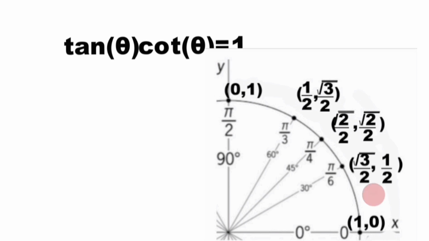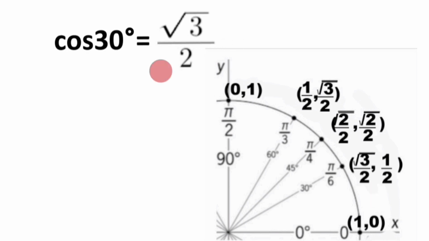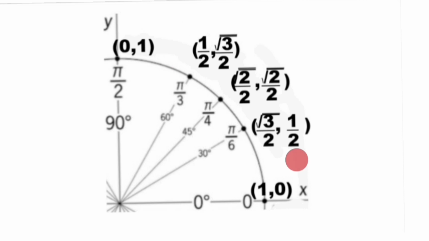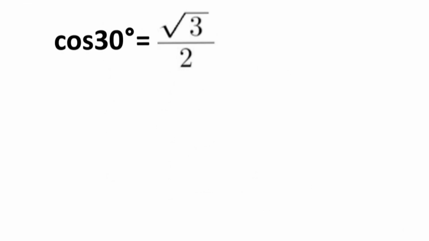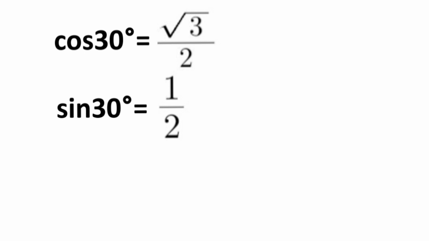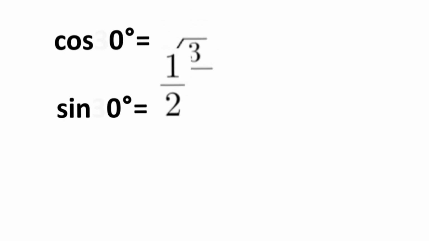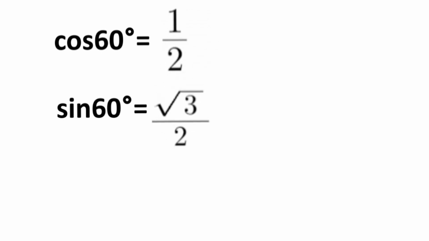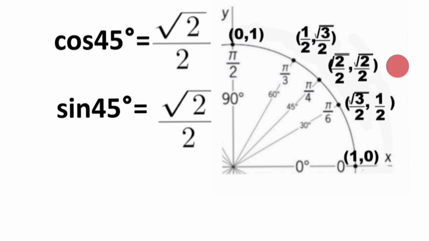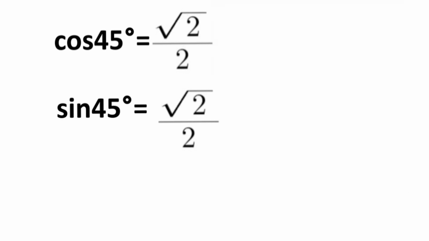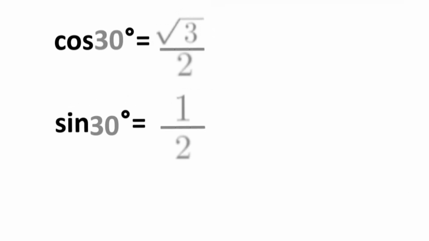From the unit circle, the value of cosine 30 degrees is equal to square root of 3 over 2. And the value of sine 30 degrees is equal to 1/2. Note that the values of cosine and sine at 30 degrees are just interchanged at 60 degrees. At 60 degrees, cosine 60 degrees is 1/2 and sine 60 degrees is square root of 3 over 2. While at 45 degrees, the values of cosine and sine are both equal to square root of 2 over 2. So at 30 degrees, cosine 30 degrees is square root of 3 over 2 and sine 30 degrees is 1/2.